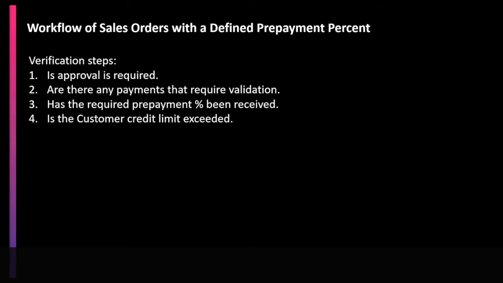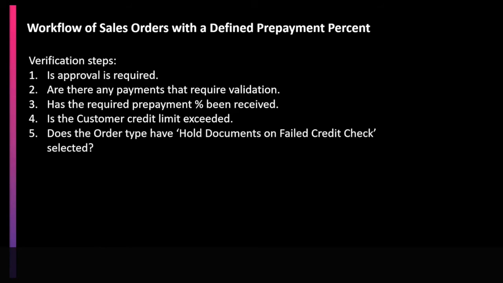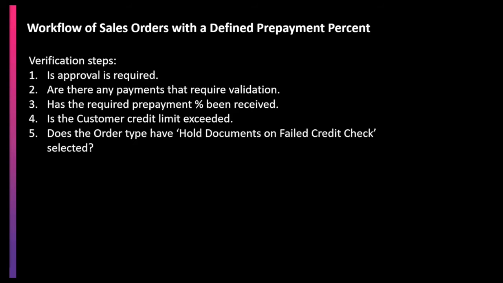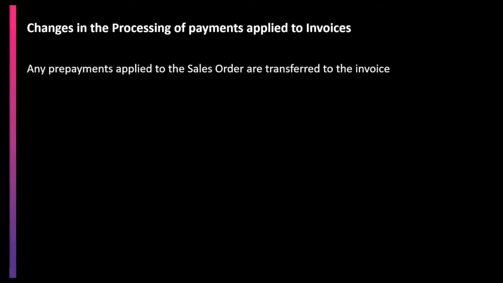If so, has this been exceeded? Is the order type checkbox Hold Documents on Failed Credit Checks selected? If so, the status moves to Credit Hold. If a sales order passes all verification checks, the sales order is assigned an open status and the user can create shipments and process the sales order further. When a user prepares an invoice for a shipment or directly for a sales order, any prepayments that were applied to the sales order are transferred to the invoice.